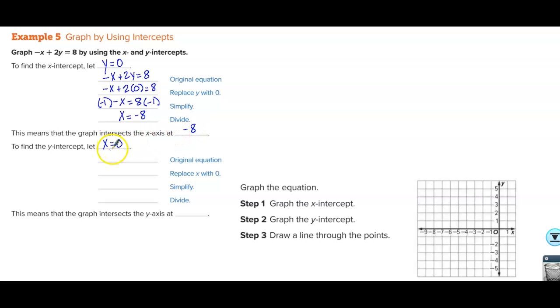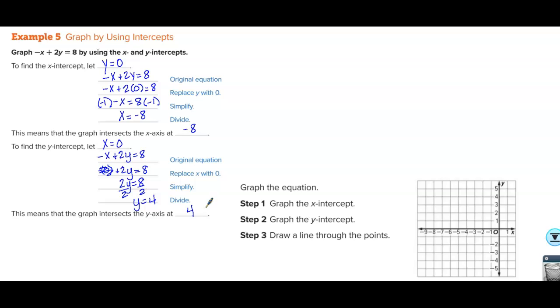Okay? To find the y-intercept, we let x equal 0. So we write the original equation, negative x plus 2y equals 8. We substitute 0 for x, negative 0, no such thing. 0 is neither negative nor positive. But this is gone now. So we have 2y equals 8. And then we would divide both sides by 2, and we get that y is 4. So this means that the graph intersects the y-axis at 4.